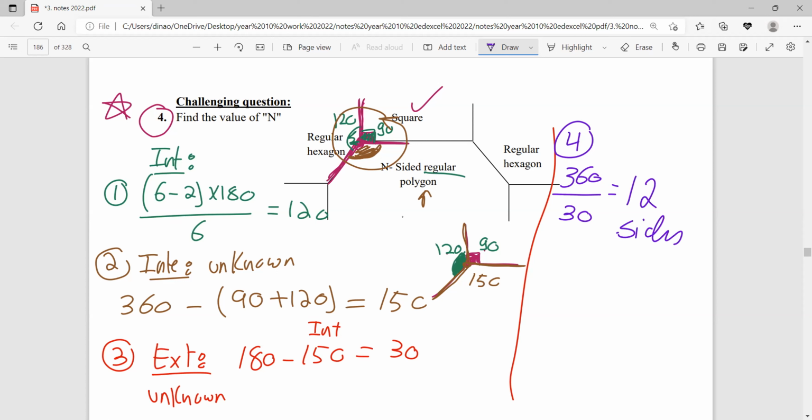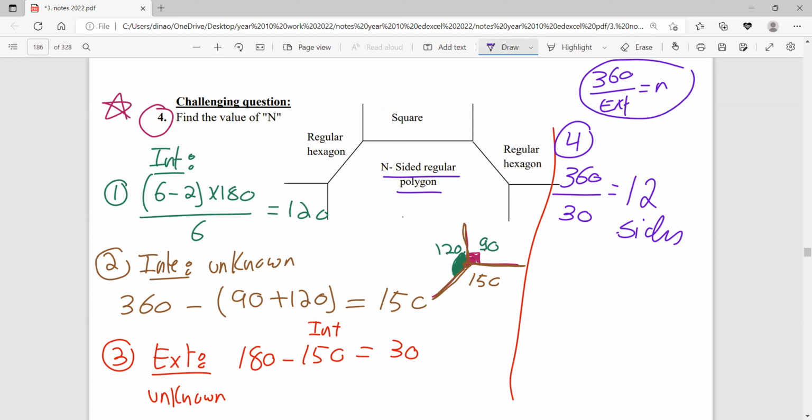فخلينا يا جماعة كده نقول سريعا عملنا ايه هنا كده في المسألة دي. In this question over here, I was asked to find the number of sides of this regular polygon. Now, as we said, to find the number of sides of any regular polygon, it is always preferable to use this rule اللي هي 360 over the exterior. It will immediately give you the number of sides.